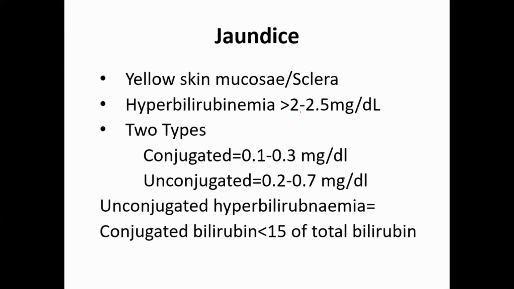So you should know what is jaundice. Clinically, it is yellow coloration of skin, mucosa and sclera. And biochemically, it is hyperbilirubinemia, serum bilirubin more than 2 or 2.5, and there are two types of serum bilirubin, conjugated and unconjugated.